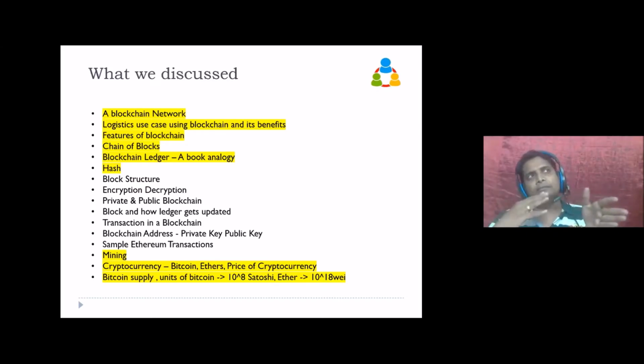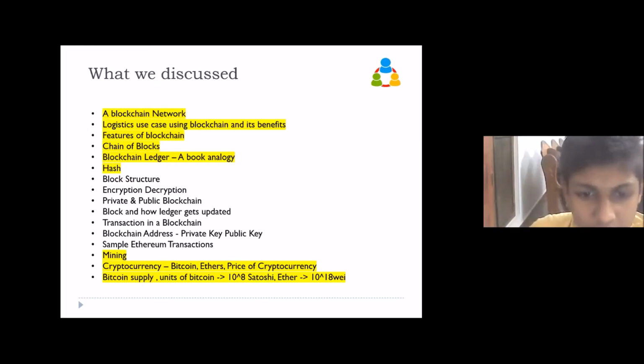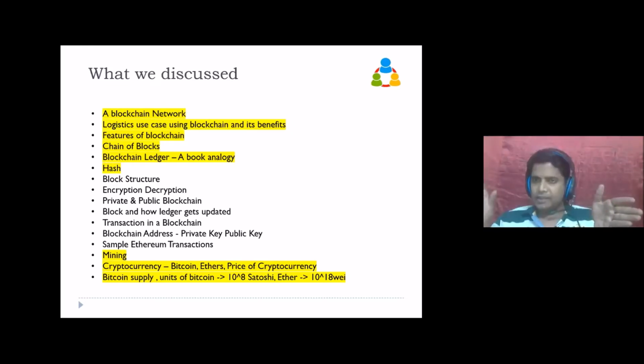Then we spoke about Bitcoin supply. How much Bitcoin? Do you remember? Anybody remember how many Bitcoins will be there in total? 21 million. Yeah. So in total 21 million Bitcoins will be there in supply, and currently over 18.5 million of Bitcoin has been released onto the network and it is in circulation.